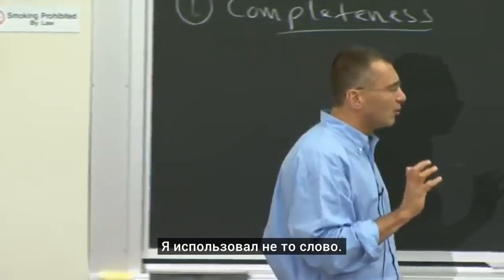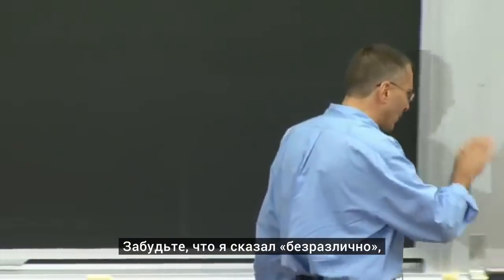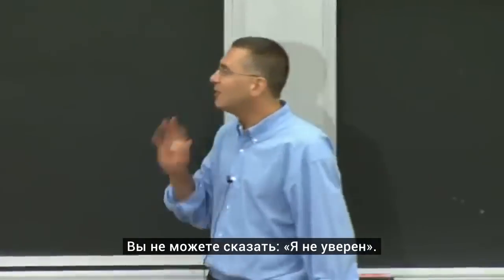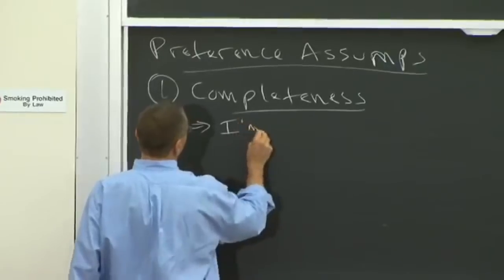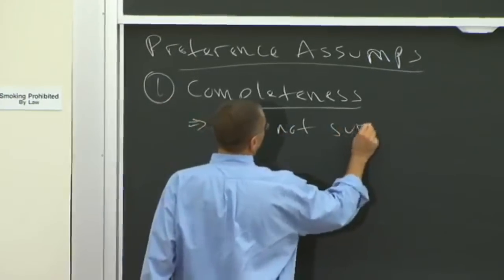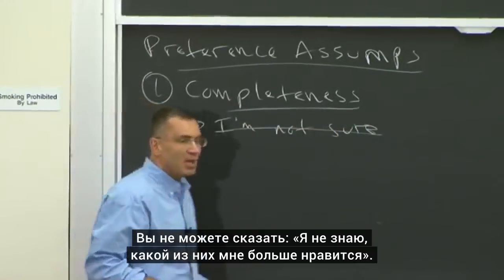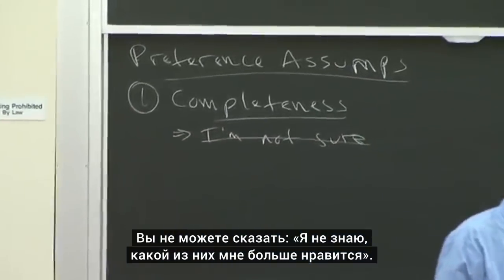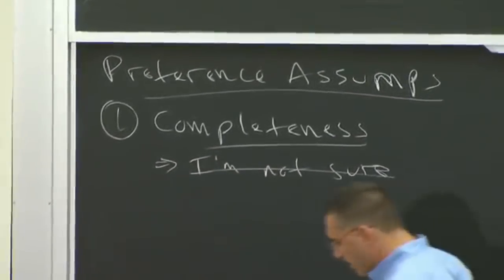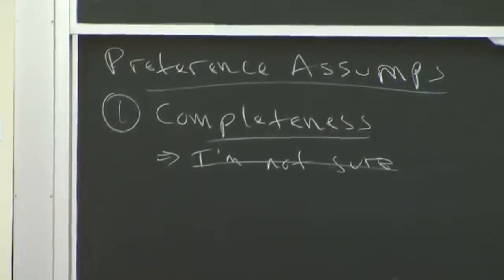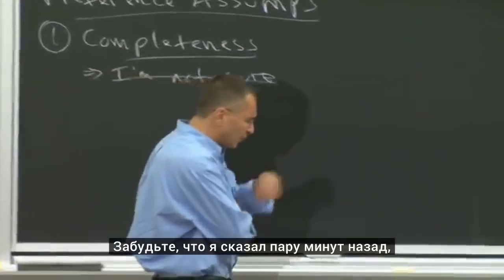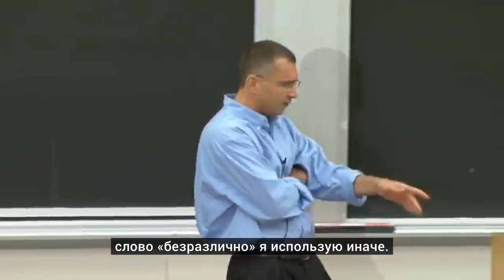I'm sorry, let me back up. I'm using the wrong word. I want to forget I said indifferent because we want to use that word in different contexts later. You can't say, I'm not sure. You can't say, I don't know how I feel about that. Completeness means that, yeah, I'm sorry, I messed this up. So just scratch what I said a few minutes ago because I want to use indifference differently.